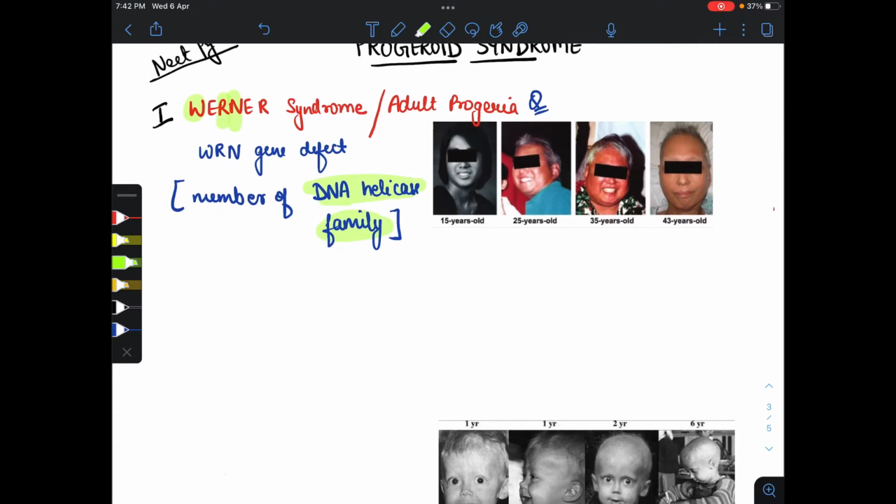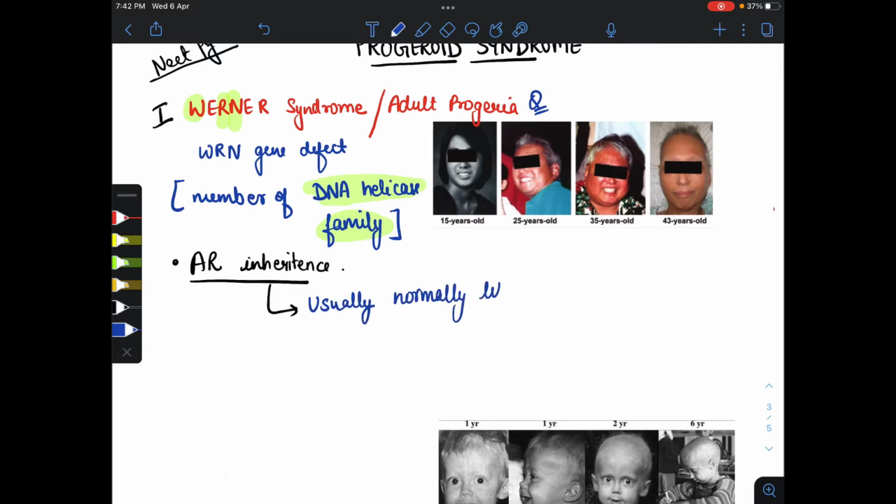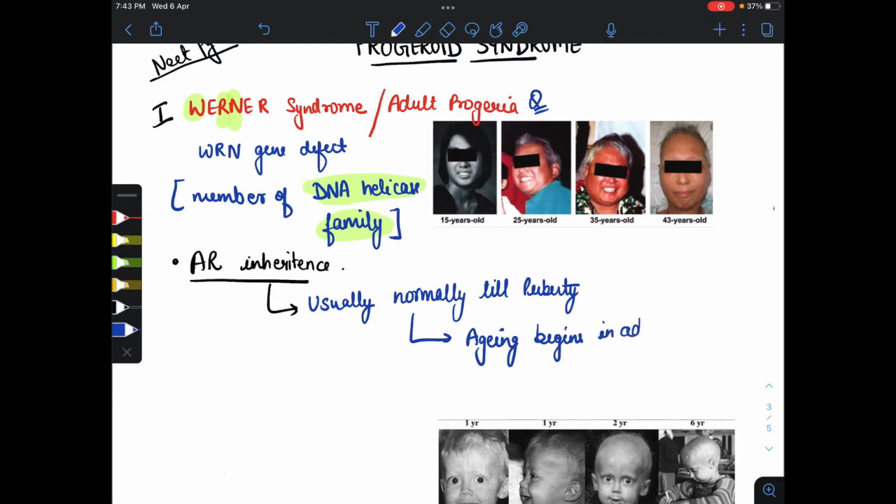In Werner syndrome we have to remember that it is autosomal recessive inheritance. Usually the person is normal till puberty, but after puberty the person starts aging. So aging begins in adults.